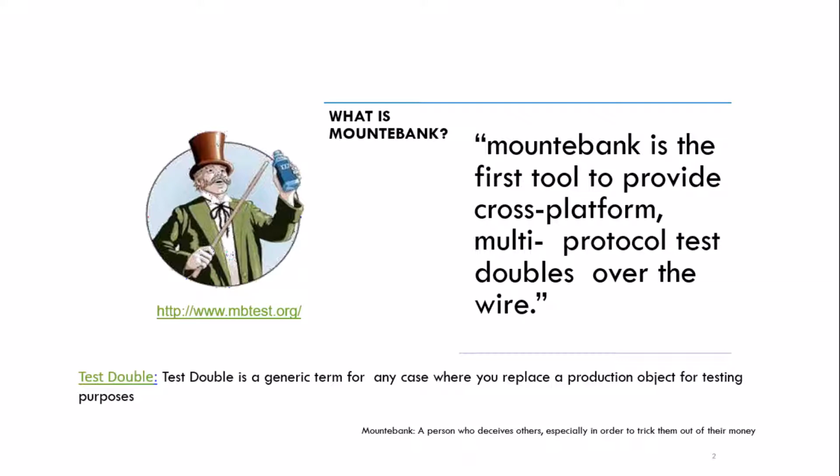The English meaning is, a mountebank is a person who deceives others, especially in order to trick them out of their money. So Mountebank is an open source tool that allows developers to create multiple endpoints with special conditions so that they can mock the real API calls to the test applications. We use it for service virtualization, and it supports four protocols, and also we can use it cross-platform.